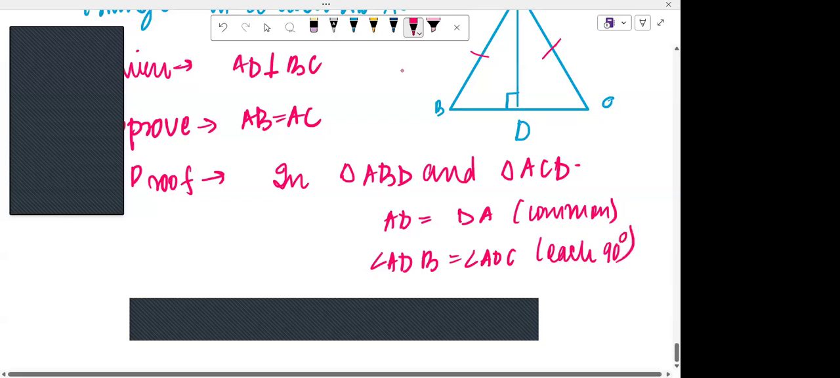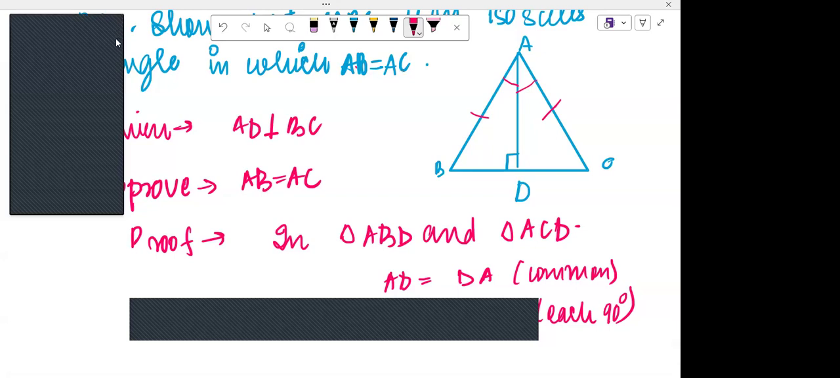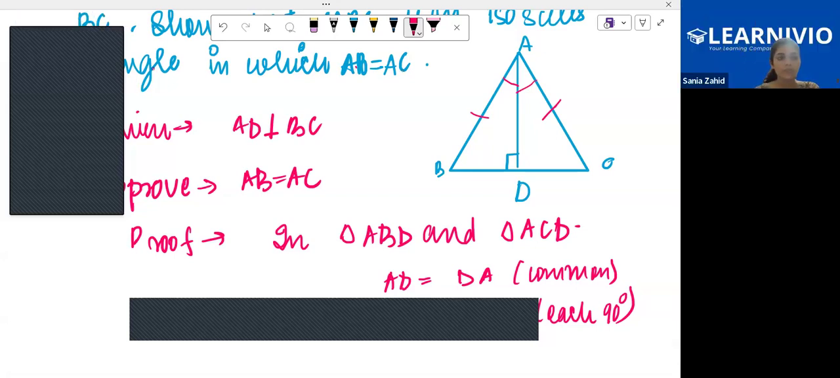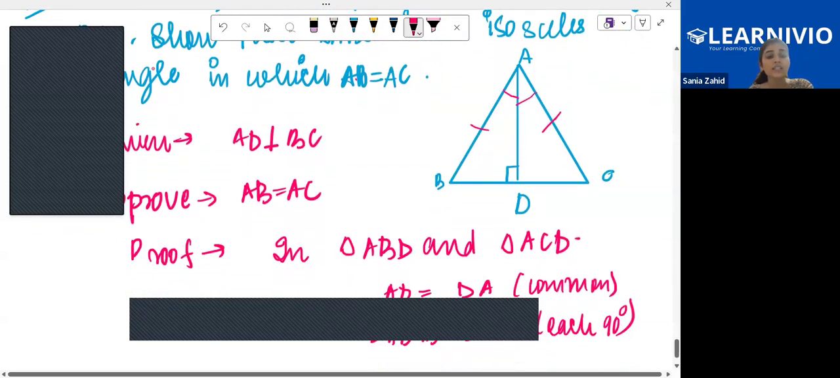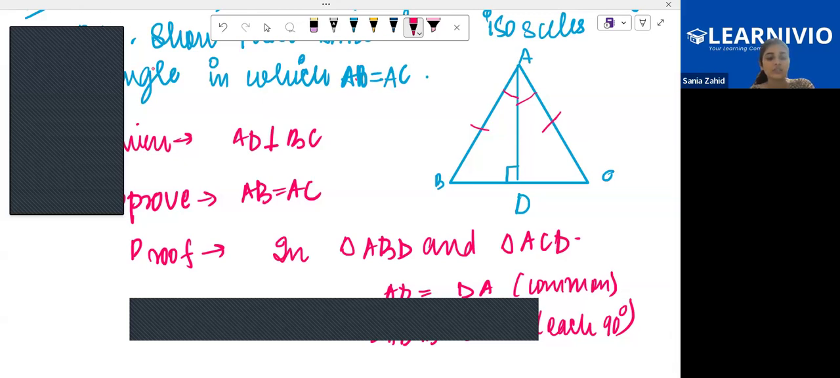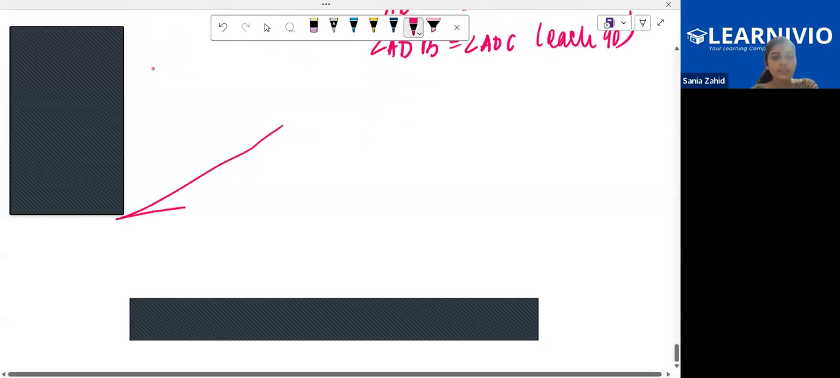Next, angle BAD and angle DAC are equal. Angle BAD, this angle, is equal to this angle. Okay, how have I seen these two angles are equal? Ma'am, since AD is the perpendicular bisector, can it divide the angle into two equal parts? No, it's given that AD is the perpendicular bisector of BC. It is not given that AD is the bisector of angle A. Fine. See, I'll give you one example. For example, this is my triangle.